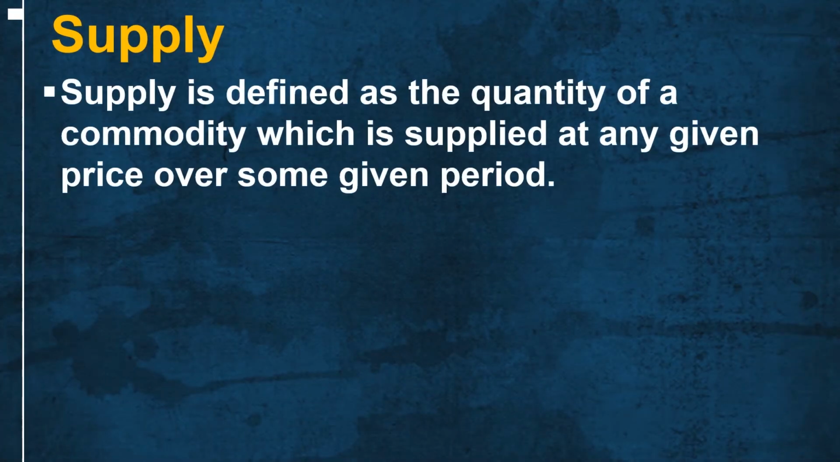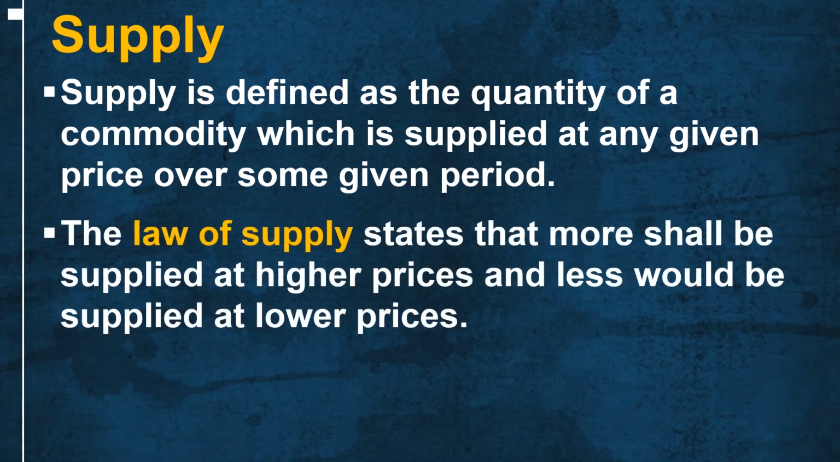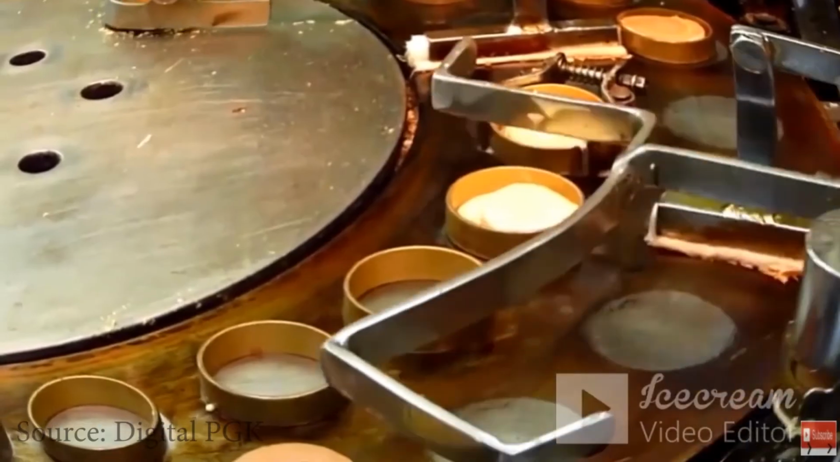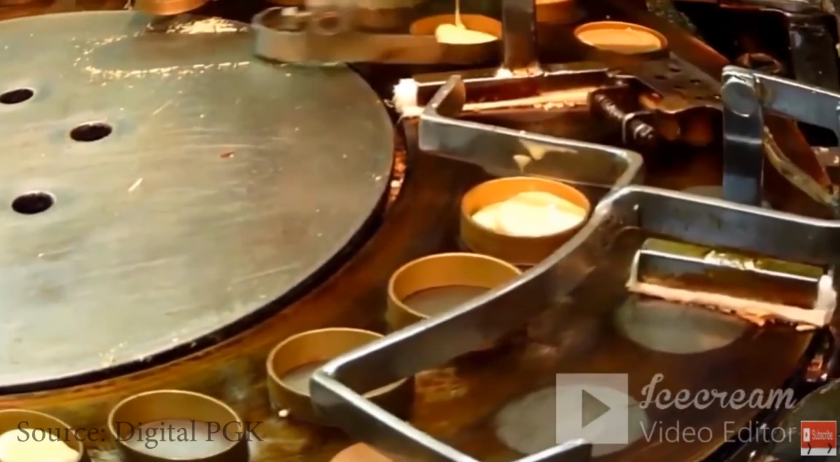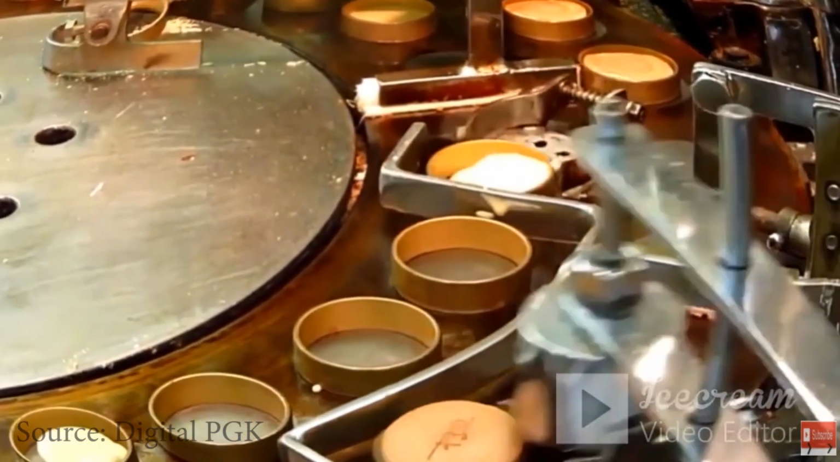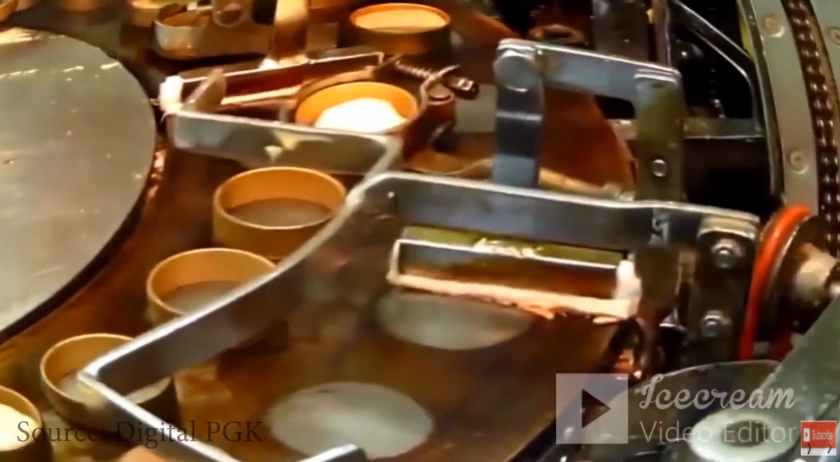Supply is defined as the quantity of a commodity which is supplied at any given price over some given period. The law of supply states that more shall be supplied at higher prices and less would be supplied at lower prices. Meaning, suppliers are willing to supply more at higher prices in order to maximize their profit.